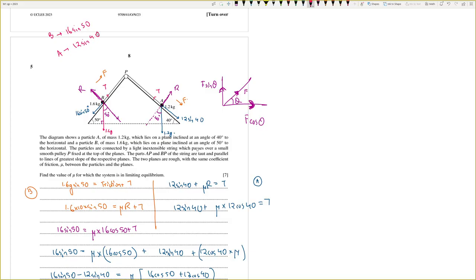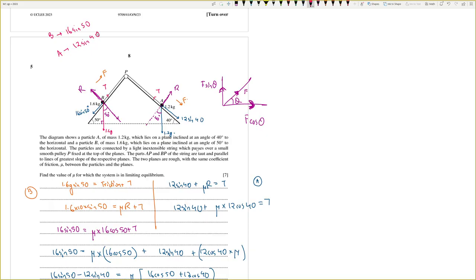Okay, so since the component of weight down the slope for B is greater, B will have a tendency to move down, and A will have a tendency to go up. Why am I saying tendency rather than will go? Because the system is in limiting equilibrium. So the friction is at its maximum value and the system is about to move, but it's not moving. That's essentially the scenario right now.